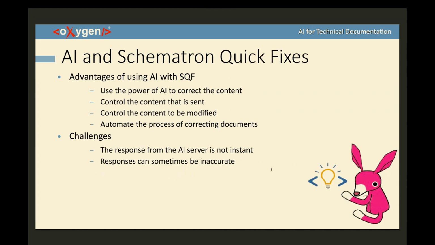And also for the quick fixes, you can use AI to correct the content. You control exactly the content that you send and the content that is inserted, and where it is inserted. So AI will not insert it wherever it wants. It will insert it where you want. The response also here is not instant. The cost is not so big to solve problems, because it will be done only when you call it to solve the problems from your document, and also you need to check sometimes the response to verify if it's correct.